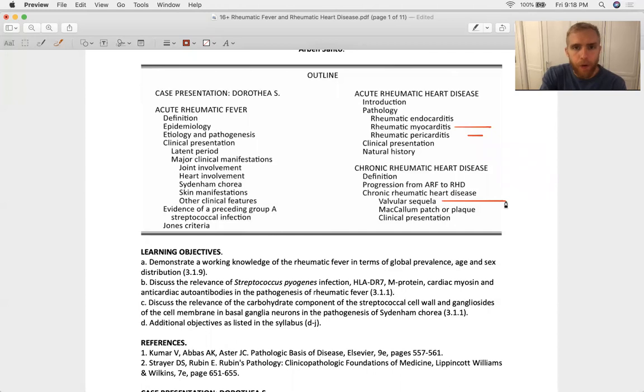I believe that the virulence factors of strep pyogenes, the capsule that it has, are fair game. I think that it's important to know that we test for it with anti-streptolysin O because you're almost never going to see culture positive blood. And I think it's important to know that it's a beta hemolytic strep, so it's going to be red on an agar plate.